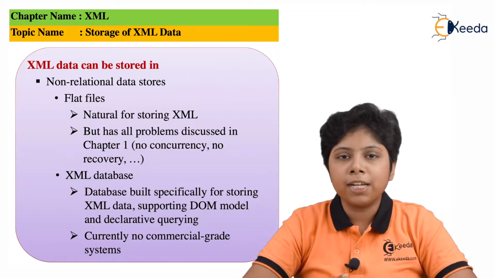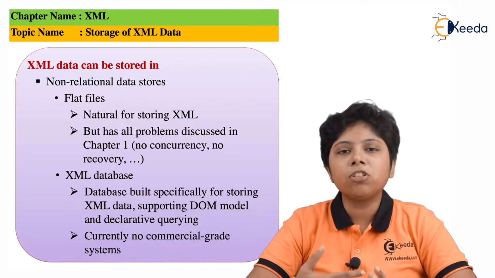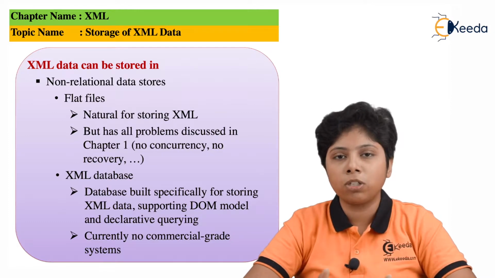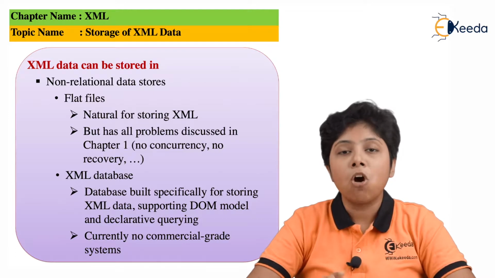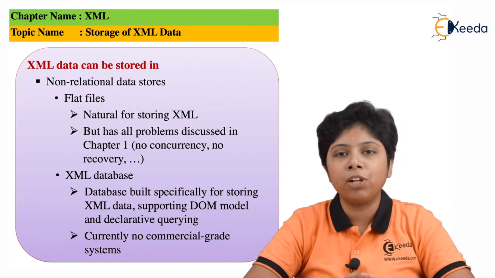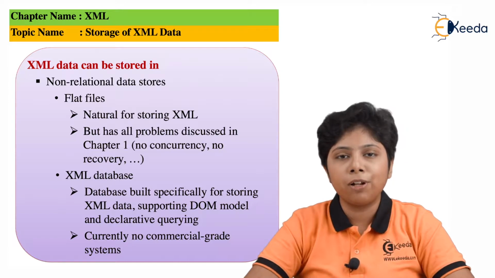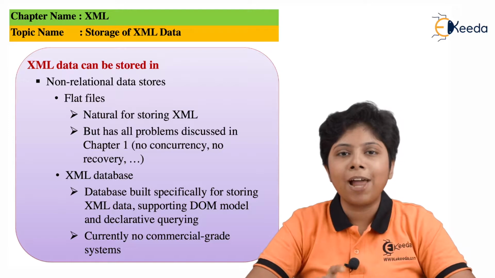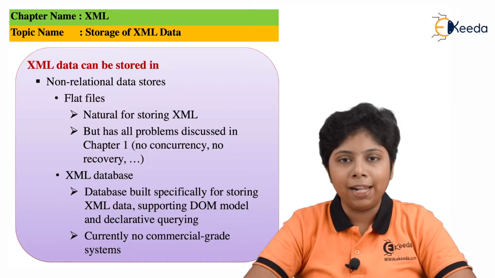The first one is storing in a non-relational database. When we talk about a non-relational database, it means the schema is not available for storing the data, so we should store the data in a non-relational format. To store data in a non-relational format, there are two ways. The first way is to store it in a flat file. The flat file is nothing but a document file that will store our XML data.